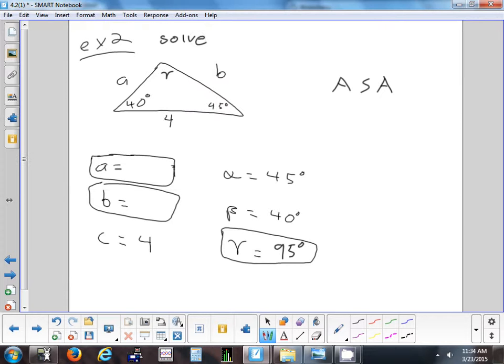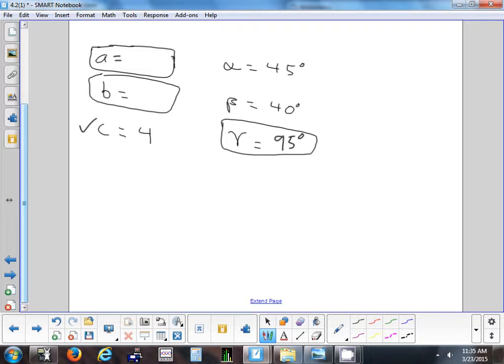And you get 95. It's very important we get gamma right. We're going to use gamma to find B and to find A. So if we get gamma wrong, the whole problem's wrong. Nothing will come out right. So that's the key row. Okay? We don't have any other choice. We have to use it. It's the only row that has everything in it. So let's write that down first. Sine of gamma divided by C. And we know C. C is 4.